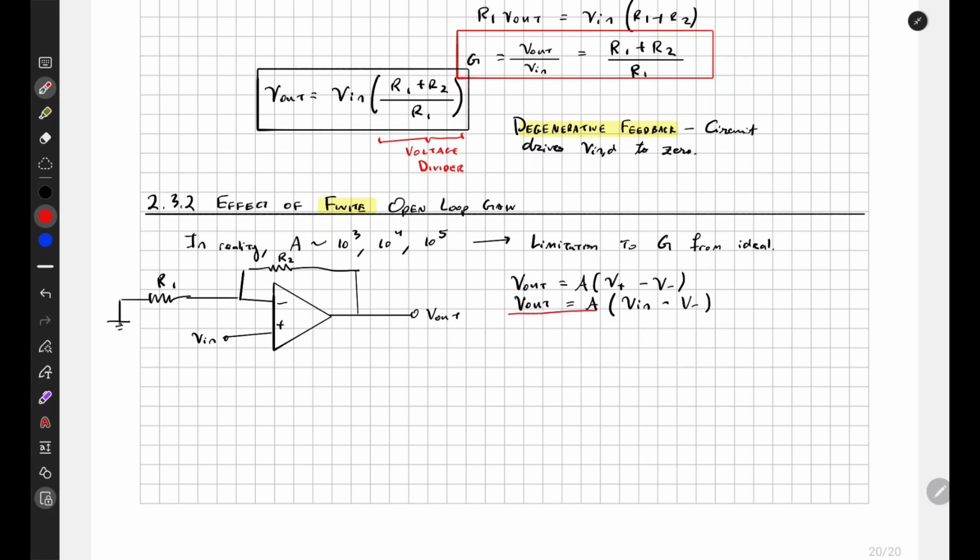So this is the fundamentals that we learned from day one, and I'm going to solve for V minus now. So I will say, okay, V out divided by A is equal to V in minus V minus, and so then solving for V minus, V minus is equal to V in minus V out divided by A.